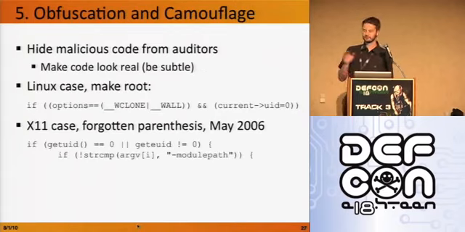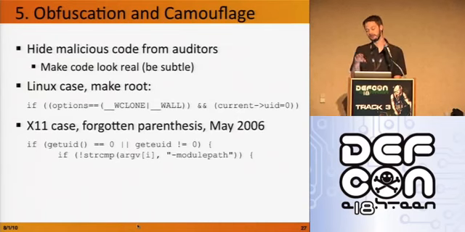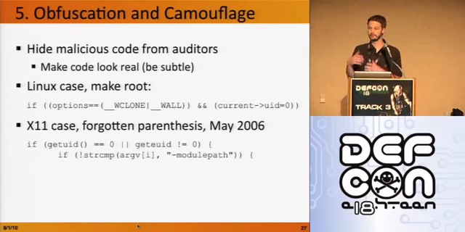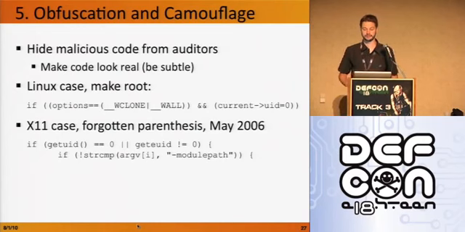Obfuscation and camouflage. Here, you're trying to hide from different actors. For instance, you can try to hide from auditors. These days, we see that people try to hide from tools too. But at the beginning, it was mainly about hiding from people looking at the code, doing manual analysis on the code. And the way they do it is they make really subtle changes, and by doing that they achieve their goal, but it's really hard to spot.